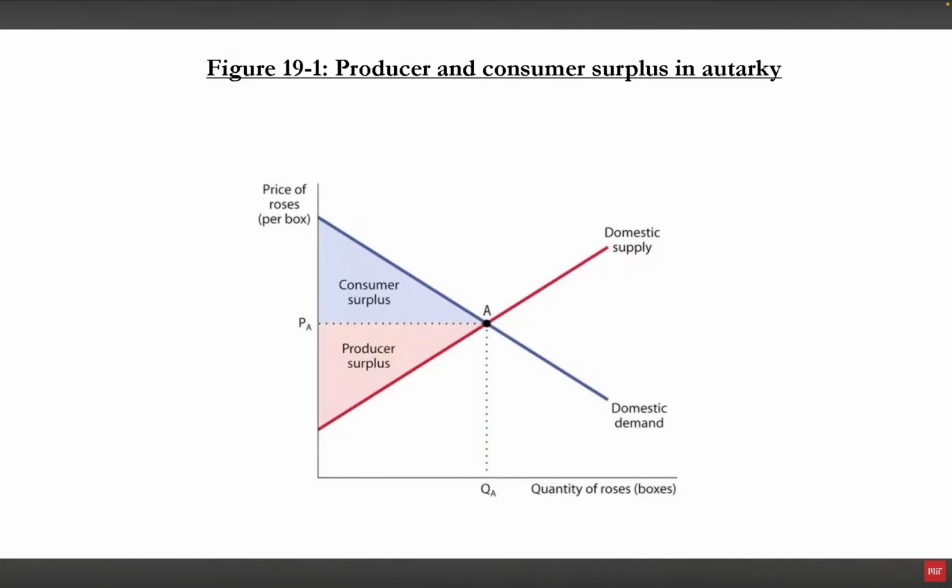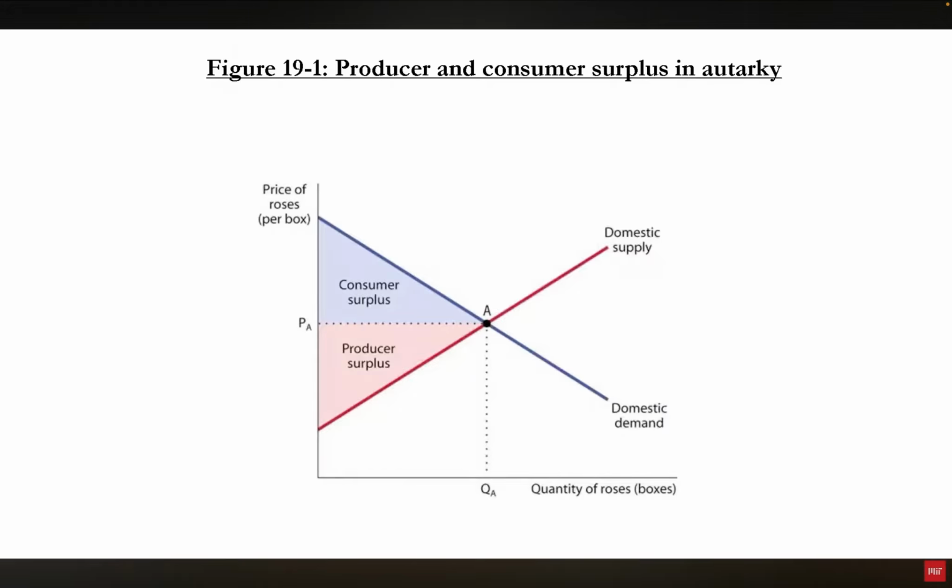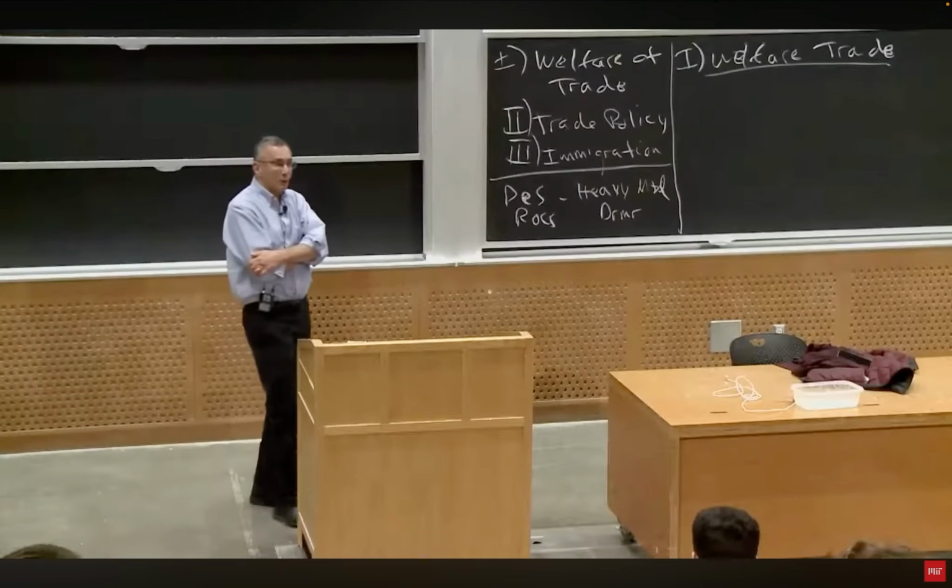And in figure 19.1, we have what that market looks like before trade. Well, before trade, you have a domestic demand for roses, a domestic supply for roses. You get an equilibrium price, PA, and an equilibrium quantity, QA. And you end up with a consumer and producer surplus of the type we derived a few lectures ago in a standard market.